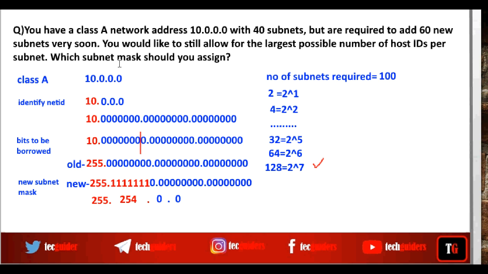By applying the subnet mask 255.254.0.0 to this class A network, we can subnet this network into 128 subnets where each subnet can have 2 power 17 minus 2 hosts.